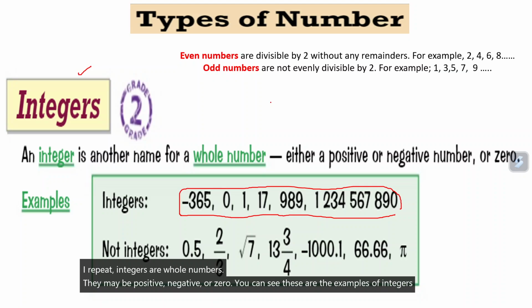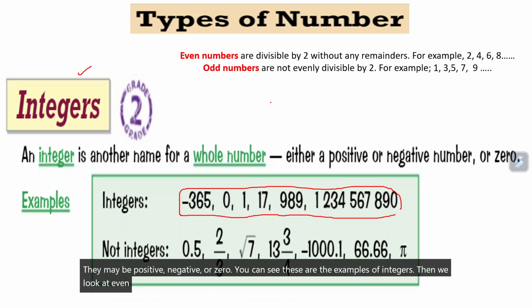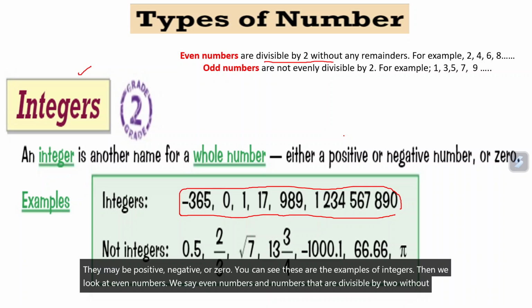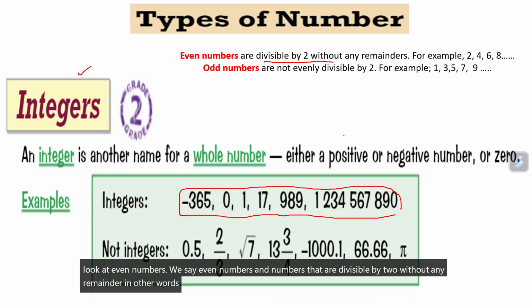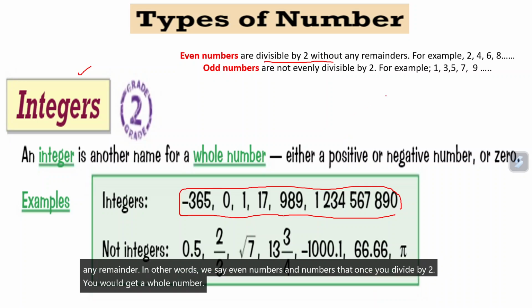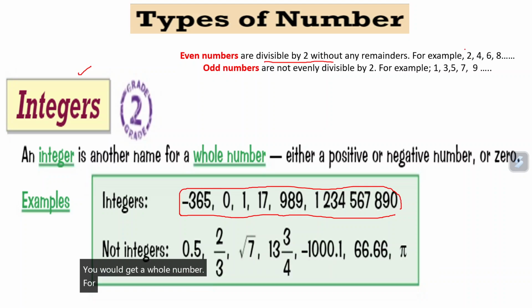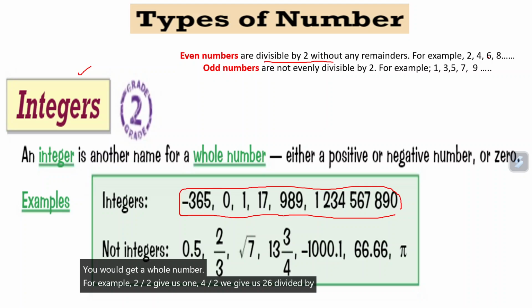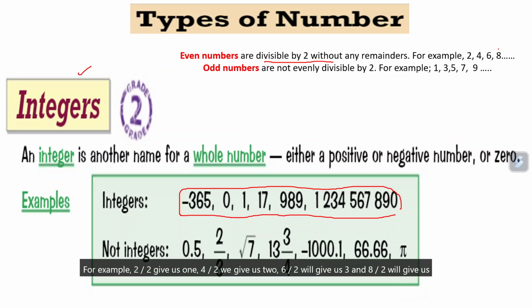Then we look at even numbers. We say even numbers are numbers that are divisible by 2 without any remainder. In other words, even numbers are numbers that once you divide by 2, you will get a whole number. For example, 2 divided by 2 will give us 1. 4 divided by 2 will give us 2. 6 divided by 2 will give us 3. And 8 divided by 2 will give us 4.